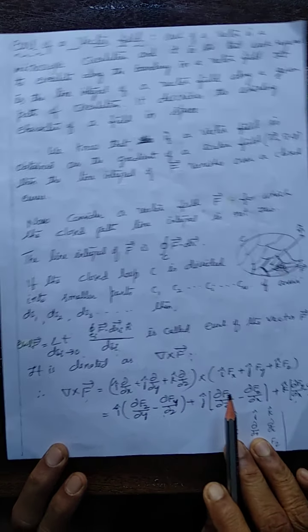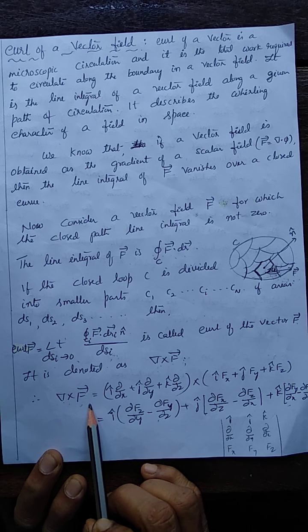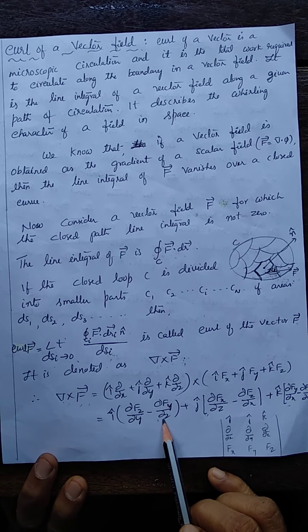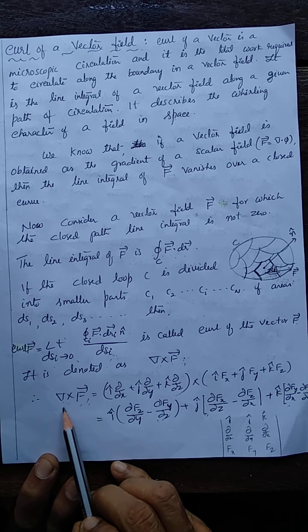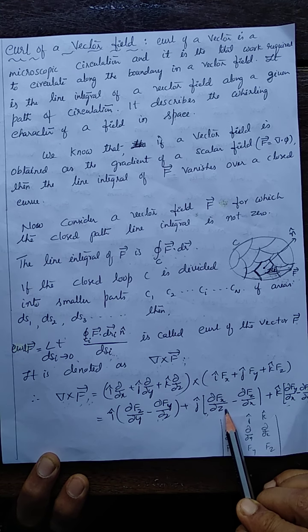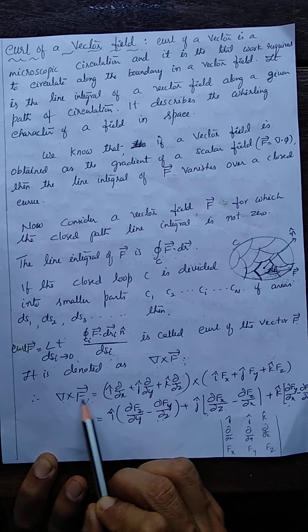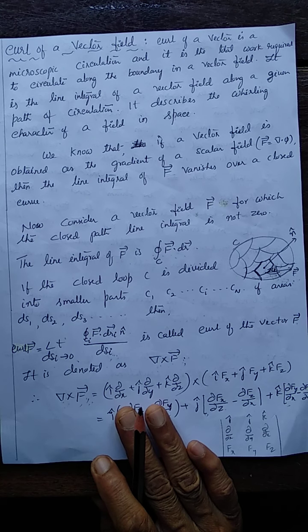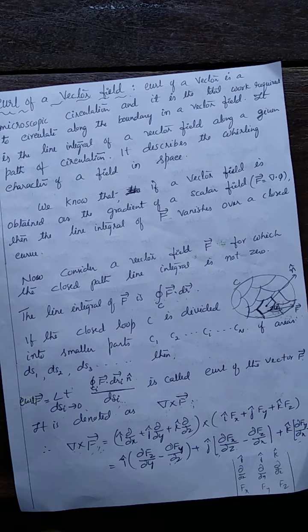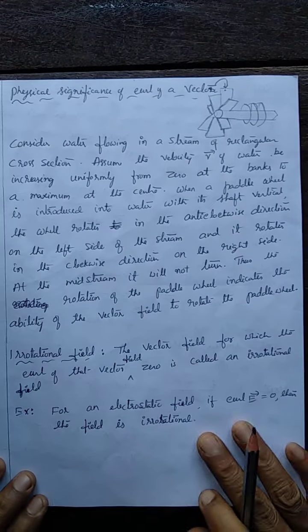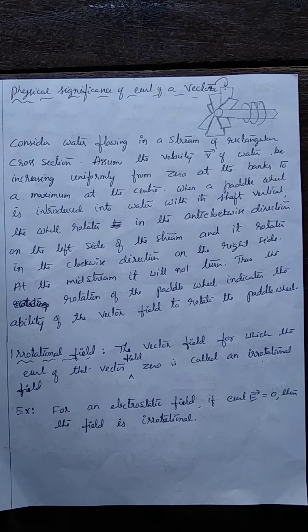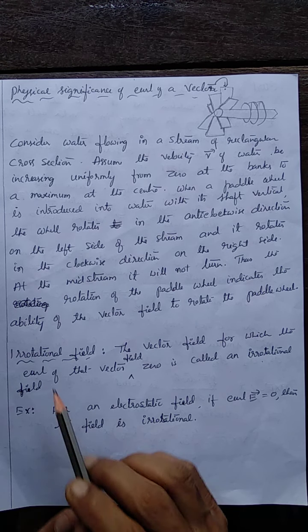So the curl of a vector is given by del cross F. The expression is this, and what the expression says is that the curl of a vector is always a vector. If del cross F is 0, there is no curl, there is no rotation, is it not? There is no rotation means the field is said to be an irrotational field.